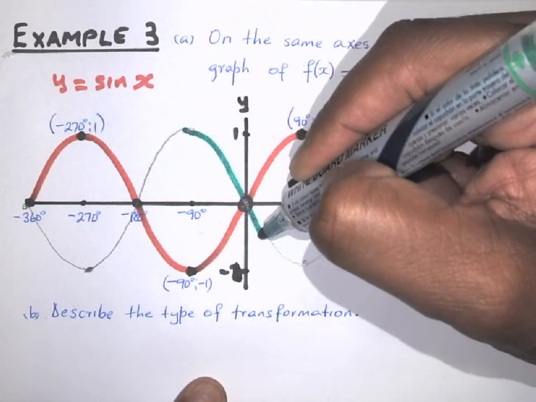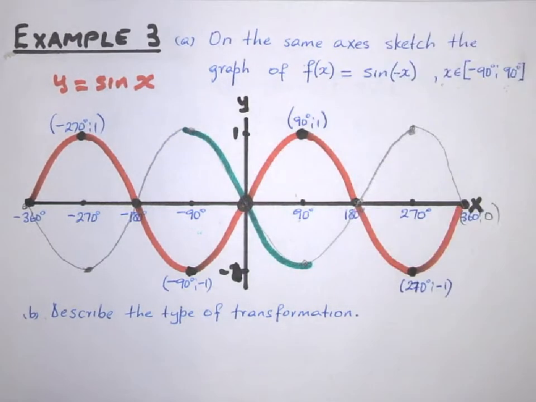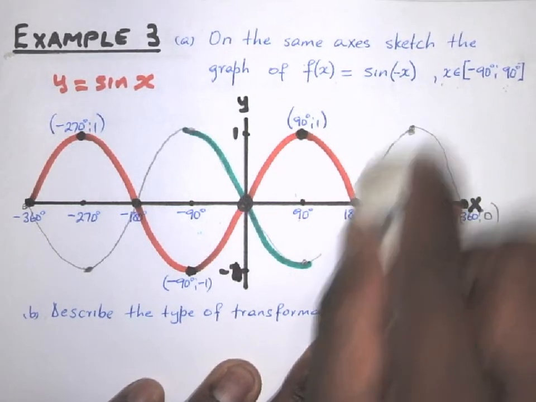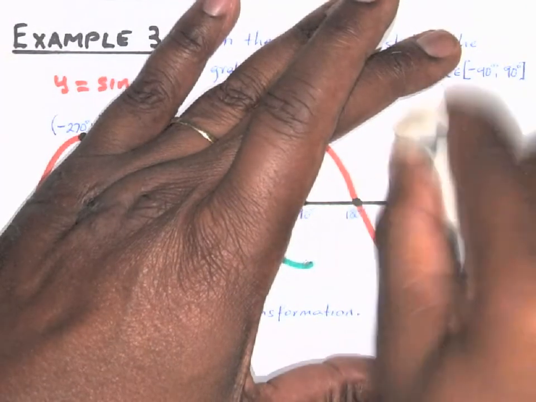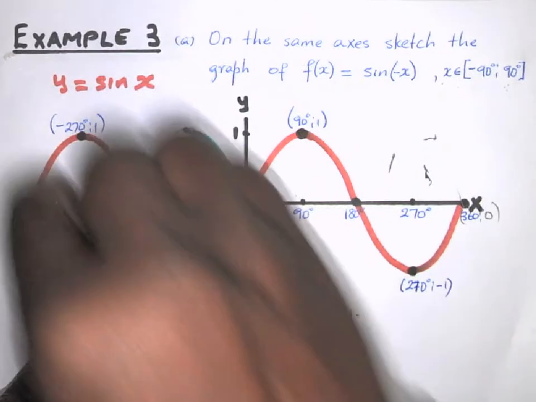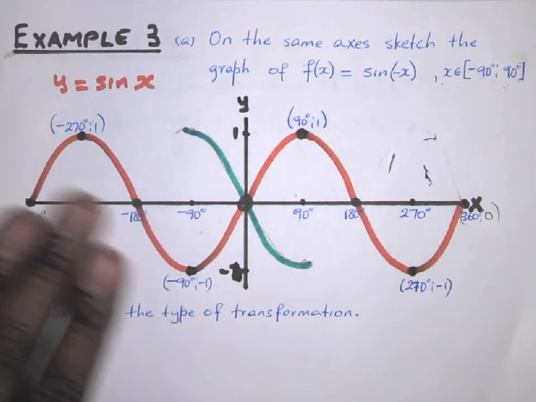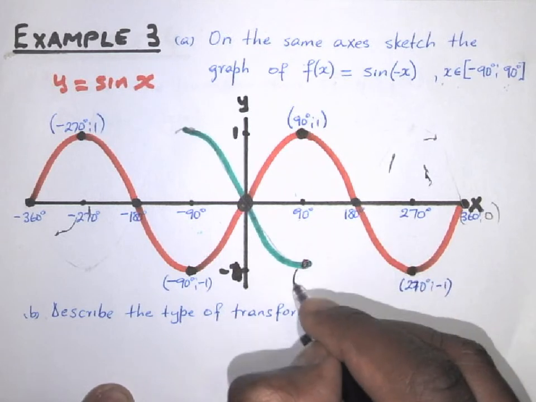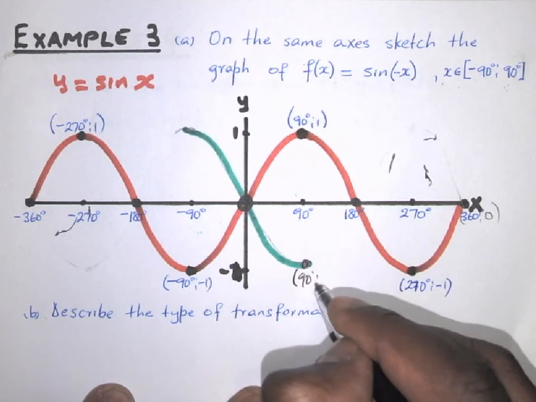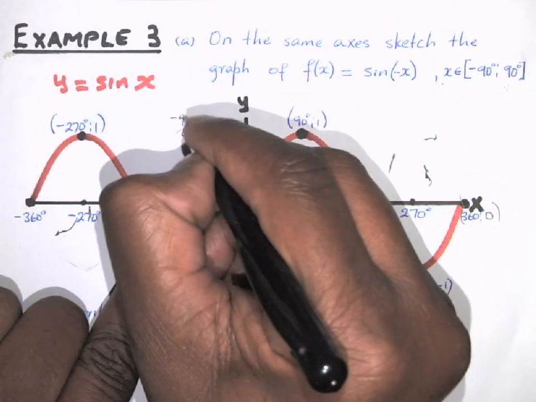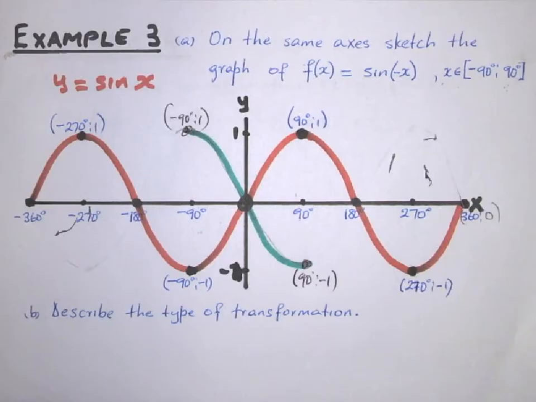So this is what the examiners do. They sometimes say draw the graph, but then they give you the restriction, meaning all of this part you don't need. You can erase it, remove it because they don't want it. You remove the thing that they don't want, then you've got a correct graph. But remember that they will need the coordinates. Now it's 90 degrees is to minus 1. That point over there, it's minus 90 degrees is to 1 over there.